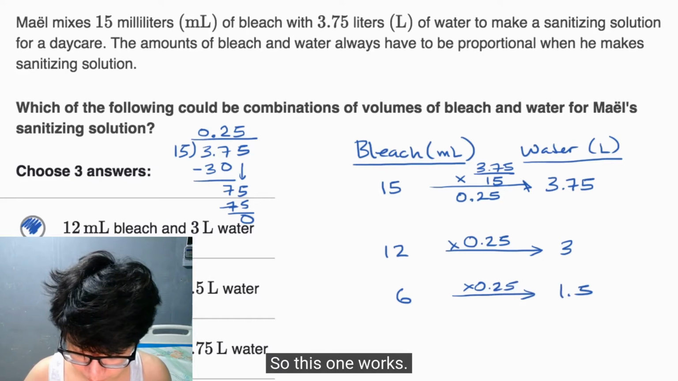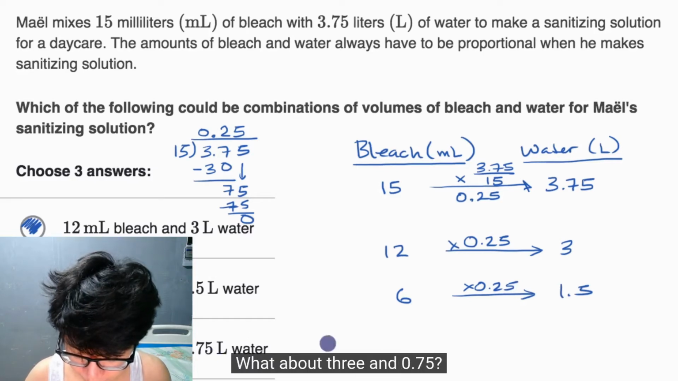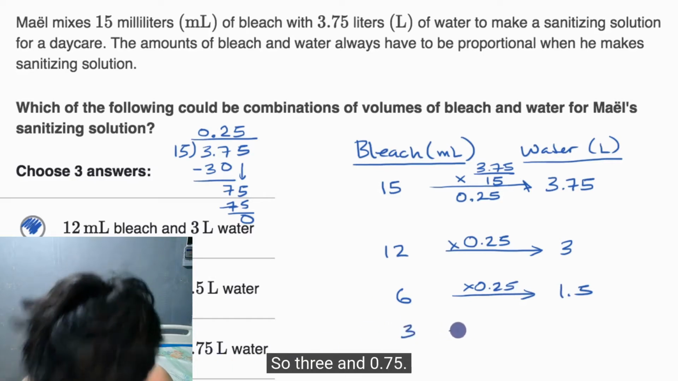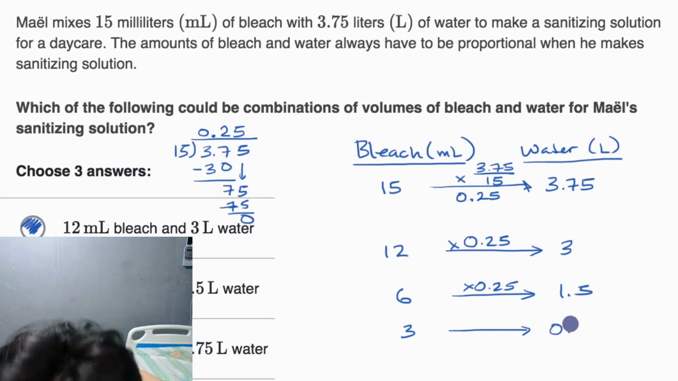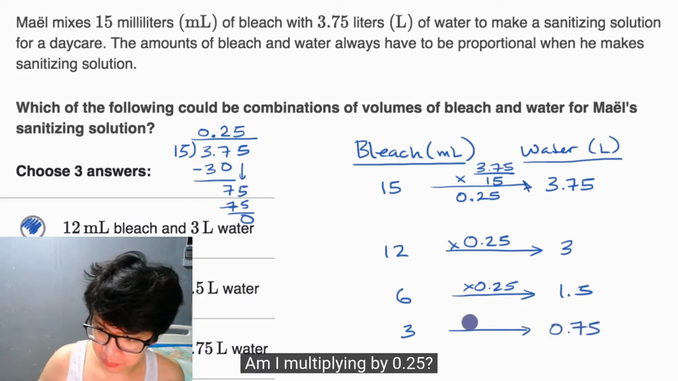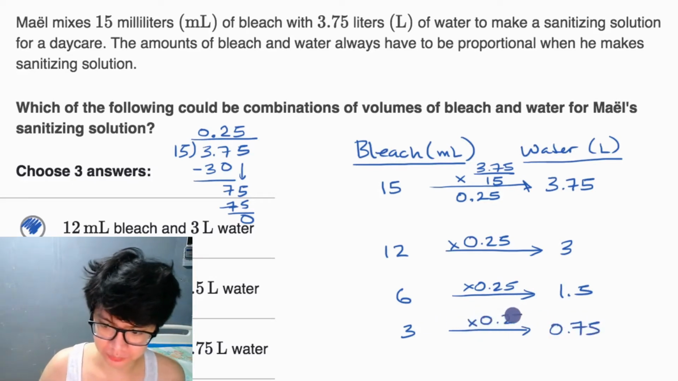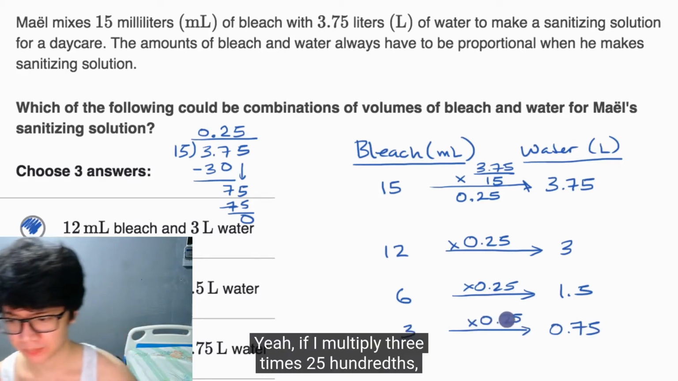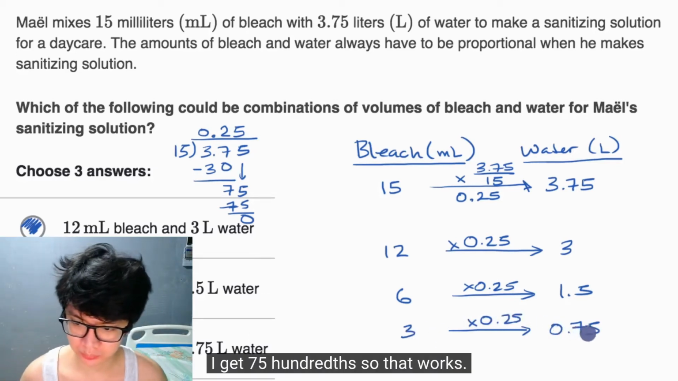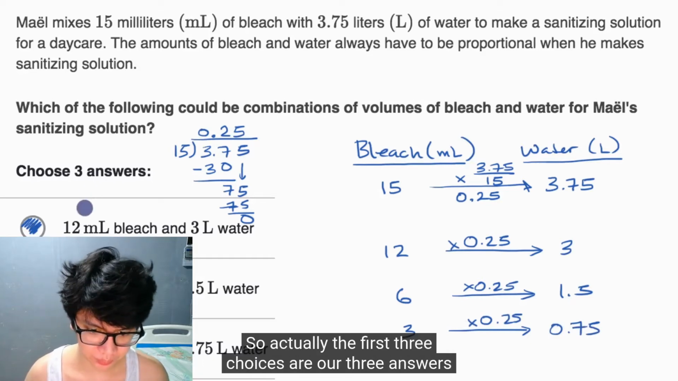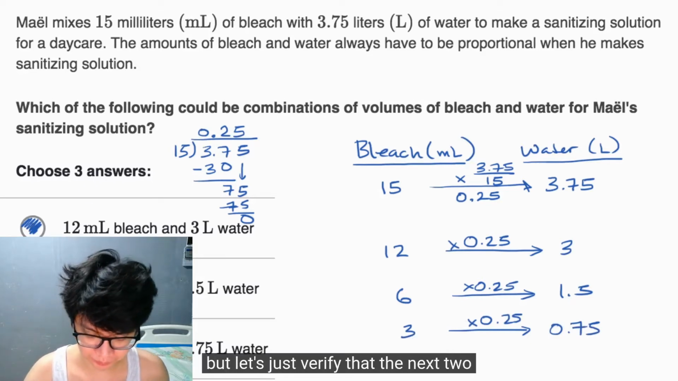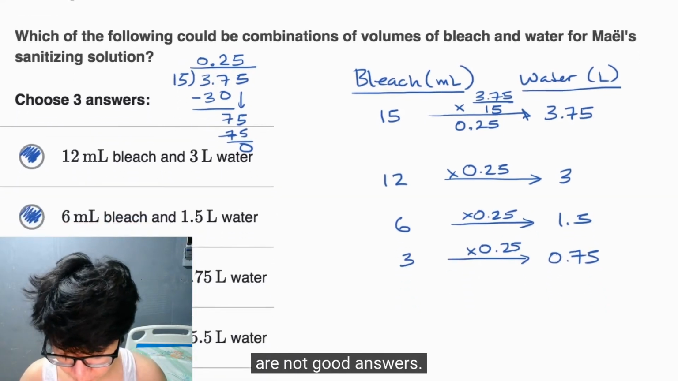So this one works. What about 3 and 0.75? Am I multiplying by 0.25? Yeah. If I multiply 3 times 25 hundredths, I get 75 hundredths. So that works. So actually, the first 3 choices are our 3 answers. Let's just verify that the next 2 are not good answers.